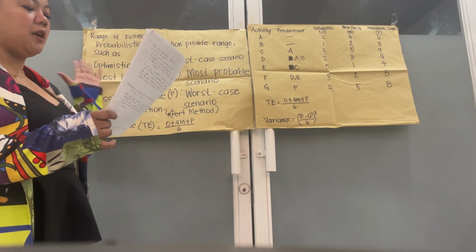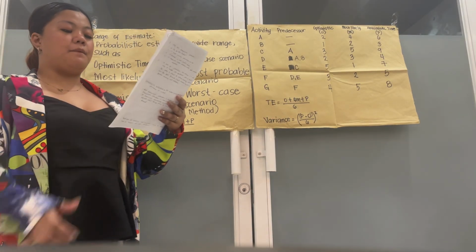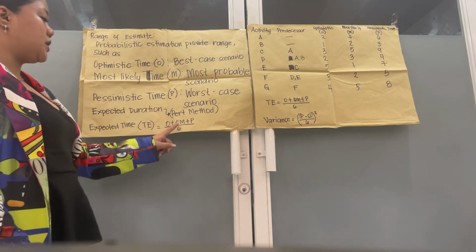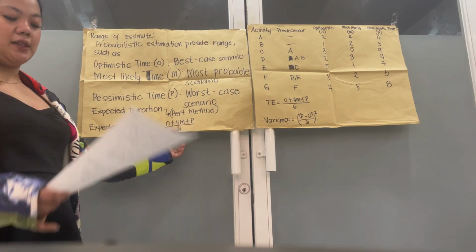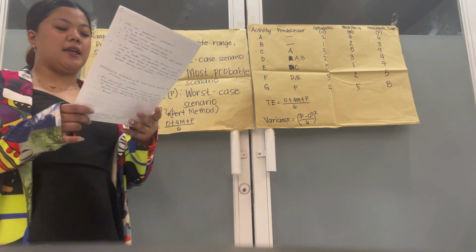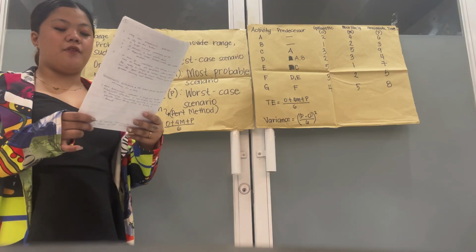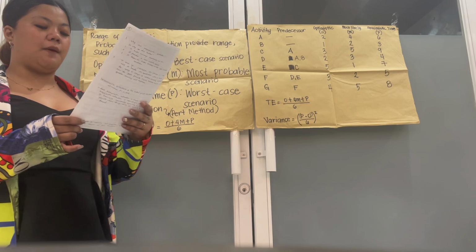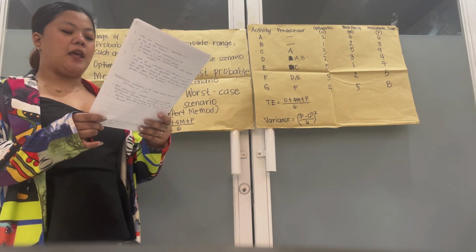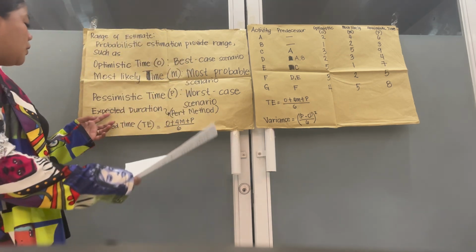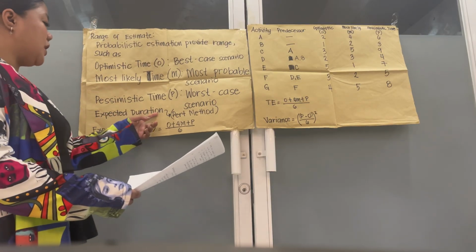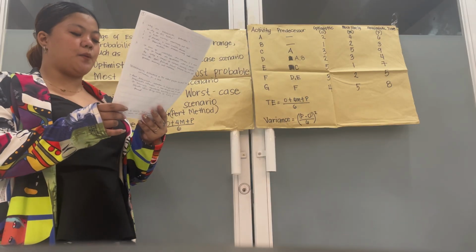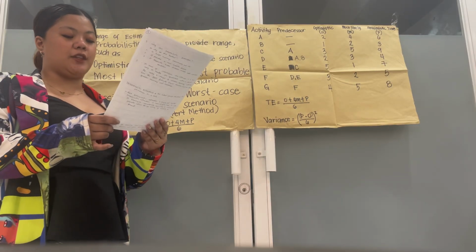These three estimates are used in the formula. Expected time equals O plus 4M plus P, divided by 6. This formula gives a weighted average, emphasizing the most likely time but also considering the uncertainty provided by the optimistic and pessimistic values. We have also expected duration, which is the PERT method. A common formula used is the Program Evaluation and Review Technique estimate.